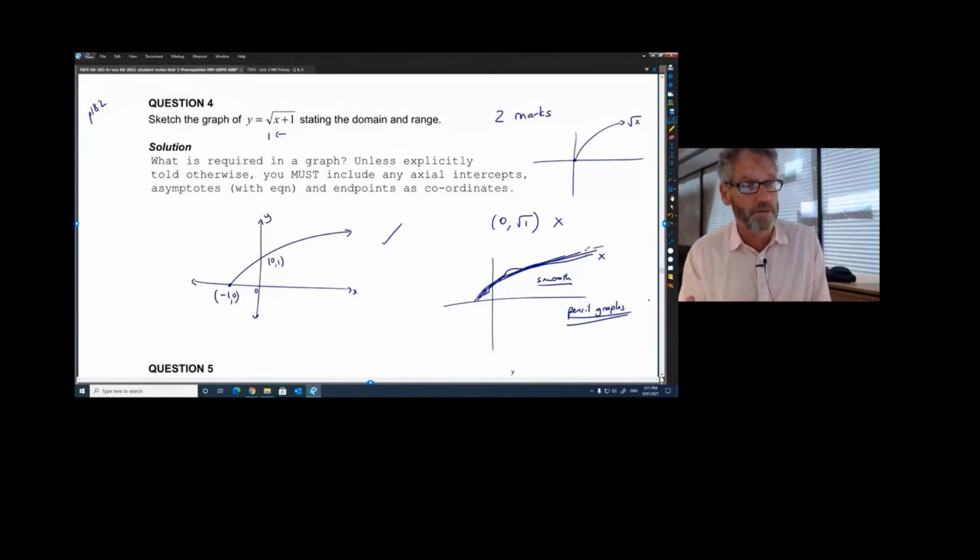I know it took a long time for an easy graph, but there were lots of important points there about how to get your marks in the exam. Coordinates, endpoints, x-intercepts. Maximums and minimums are nice, and if you're asked for them, you need them, but sometimes they're hard to get, so don't do them unless you really need to. If you do a sine graph, you might have 15 maximums in a graph, so you don't want to label every single one of them. All right, that's question 4.